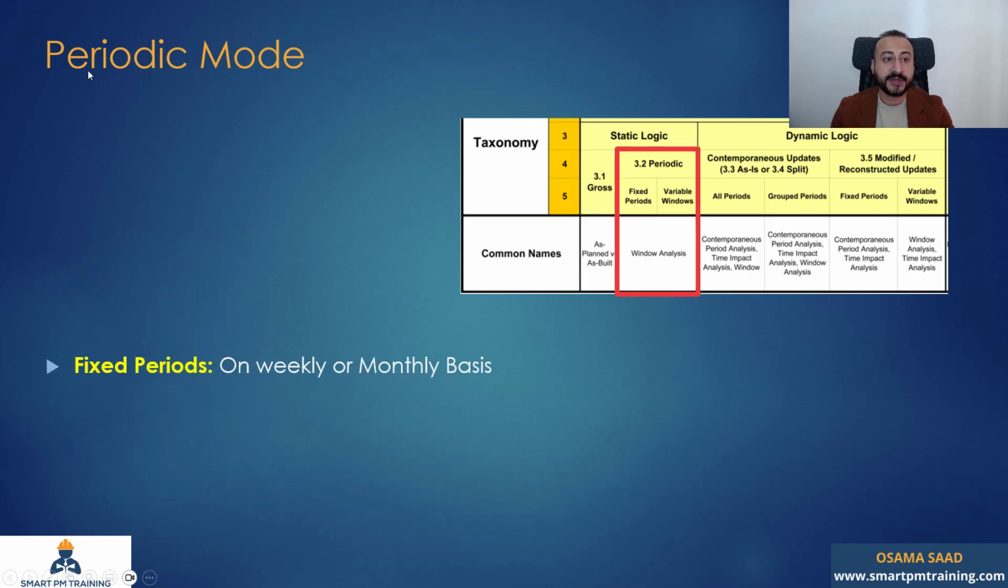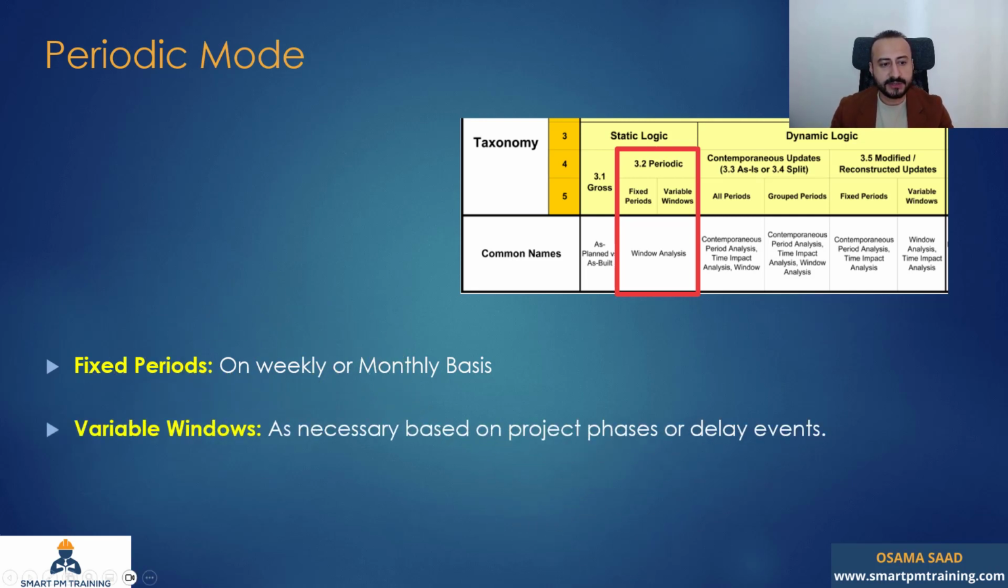What is the periodic mode of the 3.2? You can have fixed periods, on a weekly or monthly basis, like fixed intervals. The table I showed you, if you remember, I had it on a monthly basis, so that's a fixed period. Or variable windows. Maybe you wanna have the analysis in windows, but the length of each window is not the same. It will depend on project phases, for example, or the delay events.